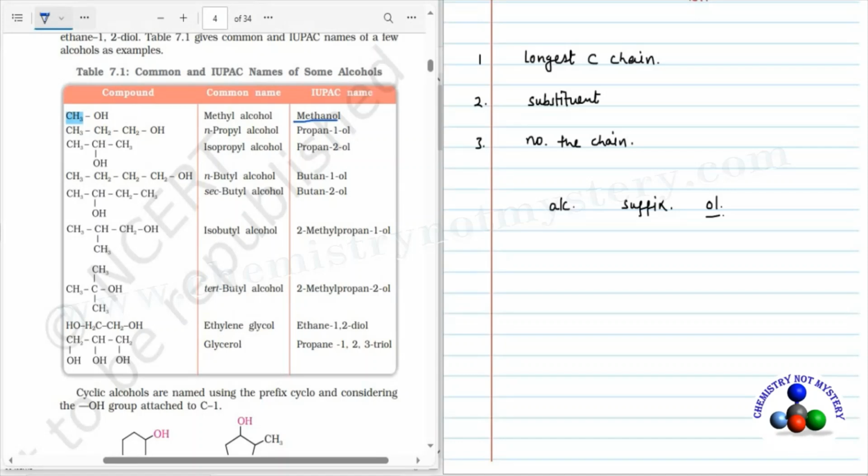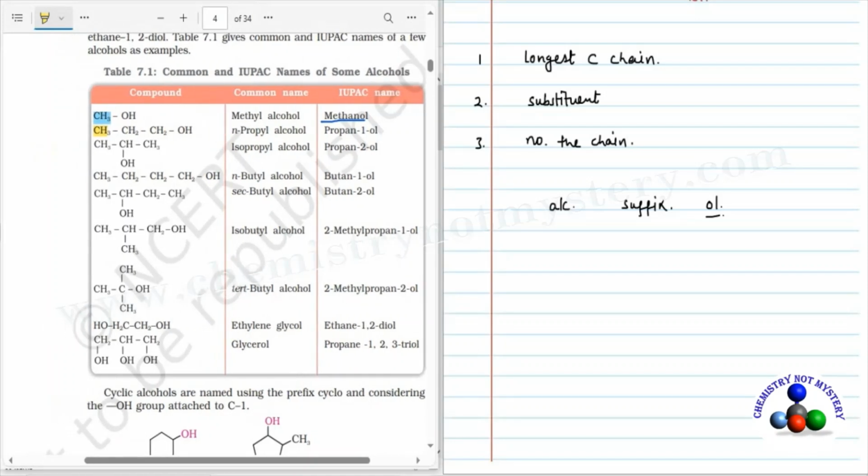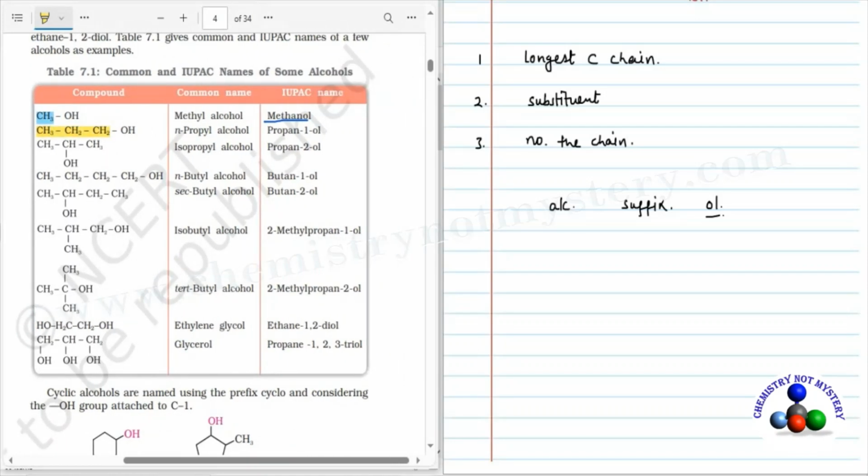Now come to the second example. First of all, select the longest carbon chain. So here it is a 3 carbon long chain. Now number the chain so that the OH group gets the lowest possible number. So here we will number from the right direction: 1, 2 and this is 3. So the name of this molecule will be propan-1-ol. You have to substitute the E of alkane with OL. So here the name will be propan-1-ol.